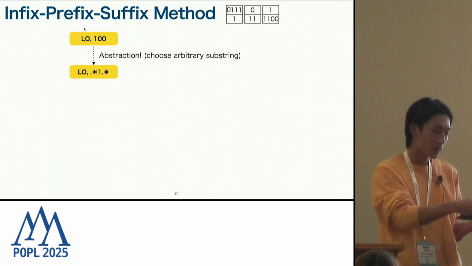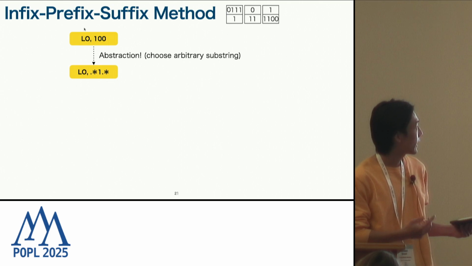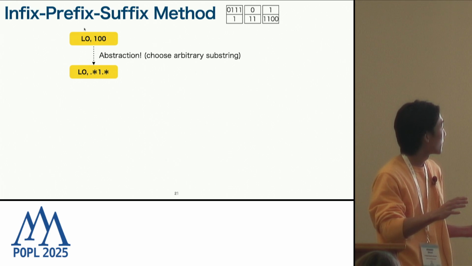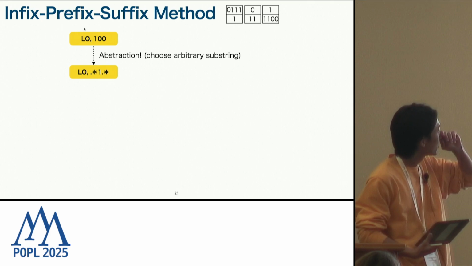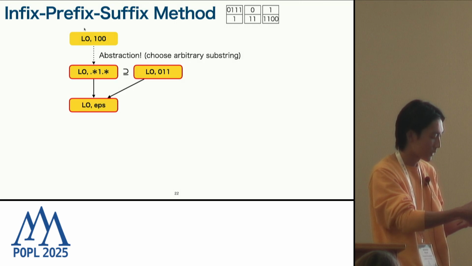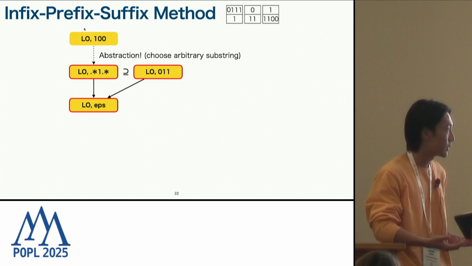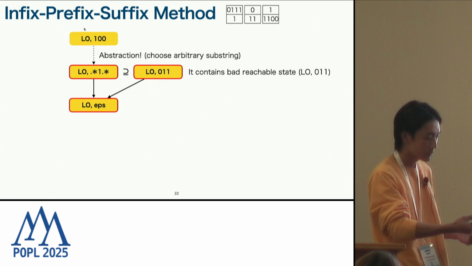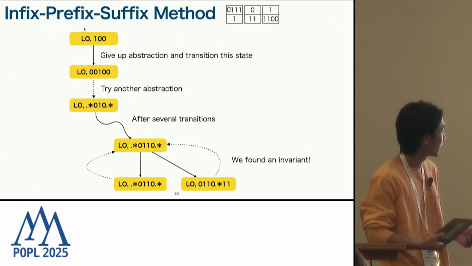To find such a pattern automatically, we use some kind of exhaustive search. The difference from the naive exploration is that every time we make a new node, we abstract it by choosing an arbitrary substring within it. In this case, we chose 1 and made an abstraction node, dot star, 1 dot star. And we repeatedly attempt to abstract and transition, and if it fails, backtrack and continue exploring until we find an invariant.